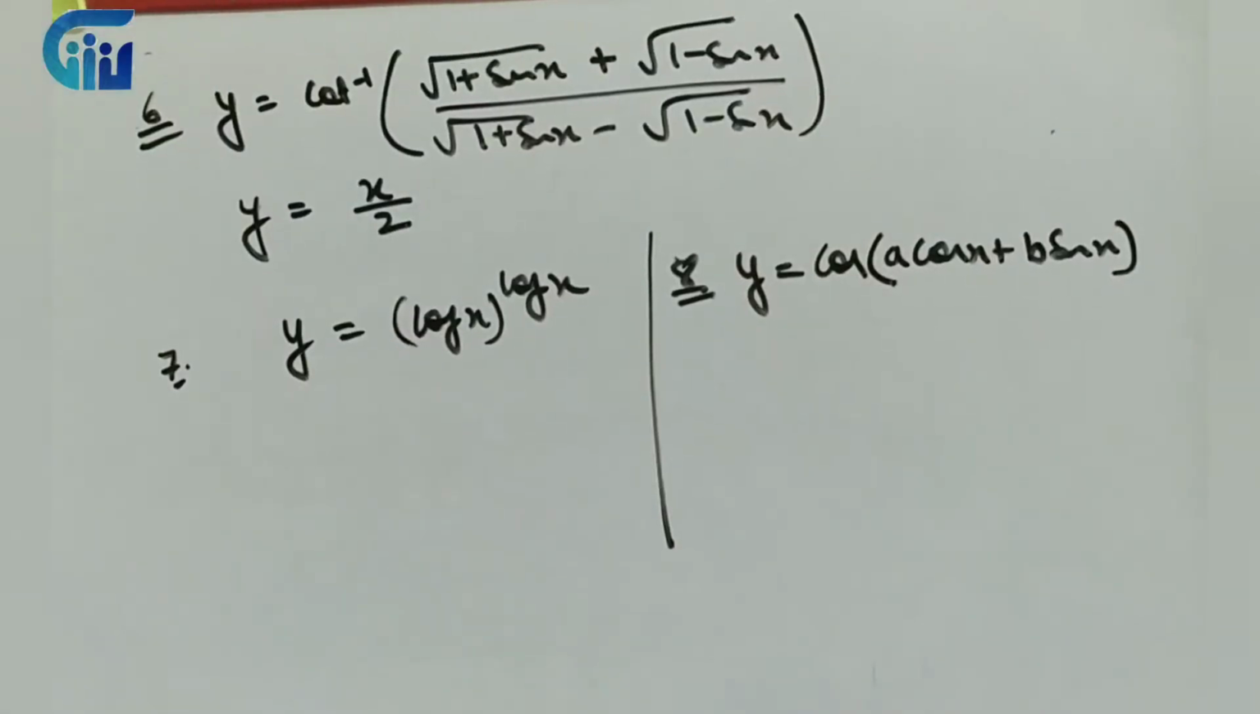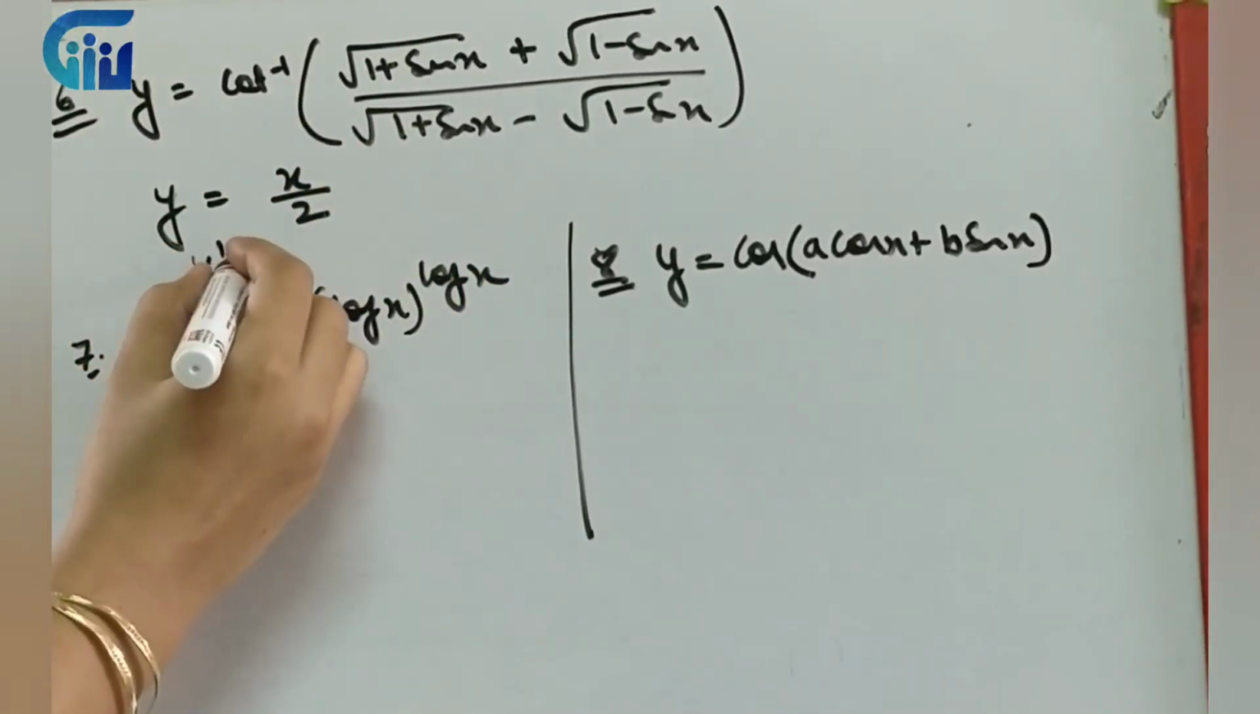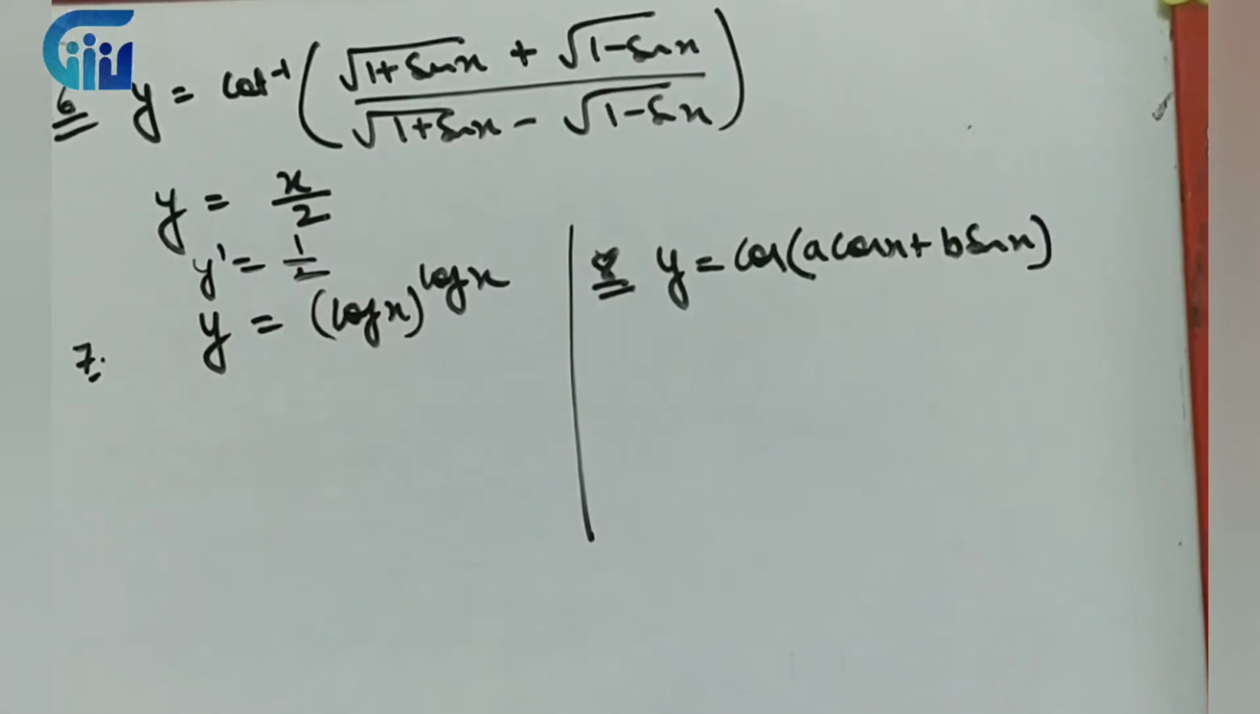Question number 6. If you observe this question, we have done this question in the inverse chapter before. So I'll just post the link of that particular solution. Go through that. So we will get y is equal to x by 2 after solving, applying the inverse. So what is the derivative of this? The derivative will come out to be 1 by 2, right? So check the solution over there in the inverse video.